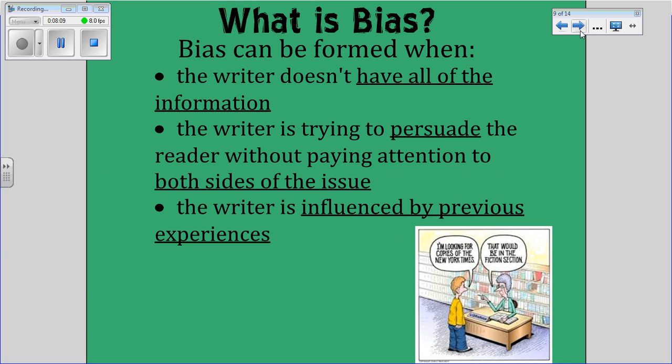Bias can be formed when the writer doesn't have all of the information, so they are writing opinions without having the whole story. Bias can also be created when the writer is purposefully trying to persuade the reader of something. You can tell an article or commercial is biased if it ignores the other side of an argument. Lastly, bias can be formed when a writer's experience influences his or her attitude. It's about where that author is coming from and whether he or she has had a positive or negative experience with a topic that results in a change in attitude.